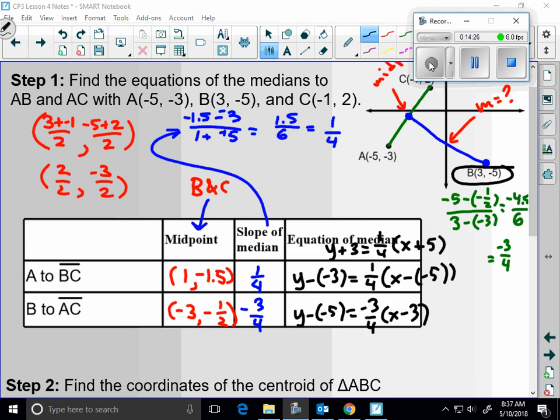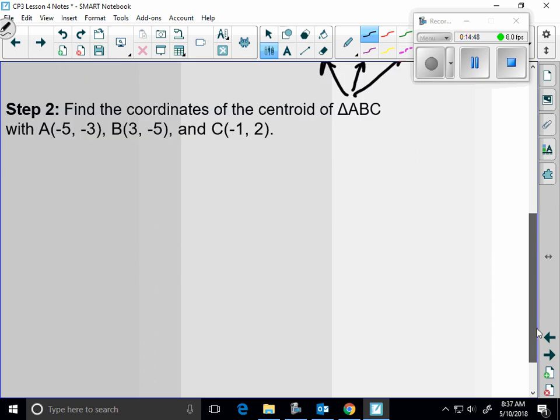Okay, so we got this midpoint, right? -3, -1/2. We got a slope of -3/4. And then we use this point B in our equation with our slope of -3/4. Oh, I do not want to set those equal and solve, do you? No. And the nice thing about the centroid is you don't have to.